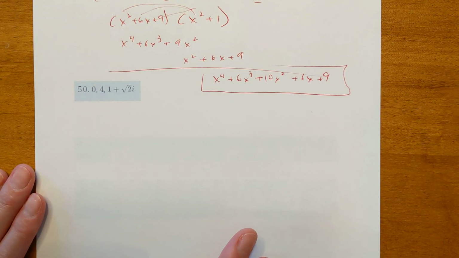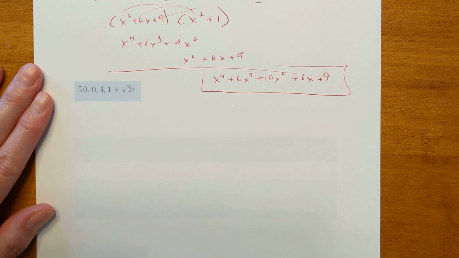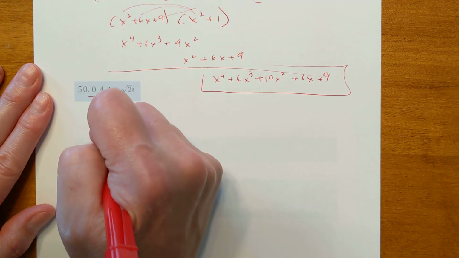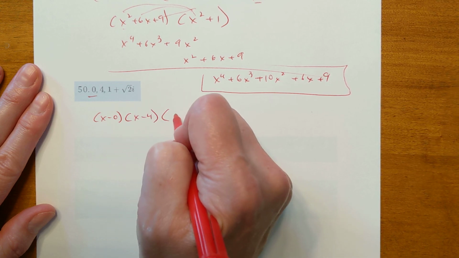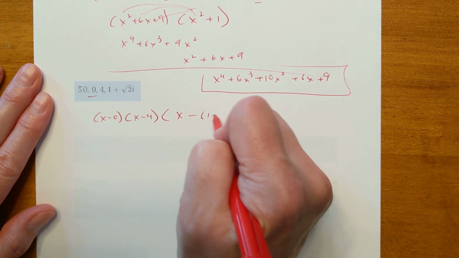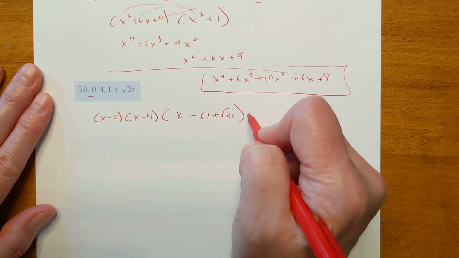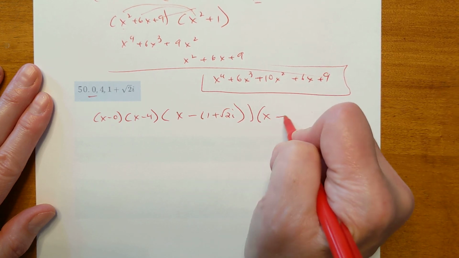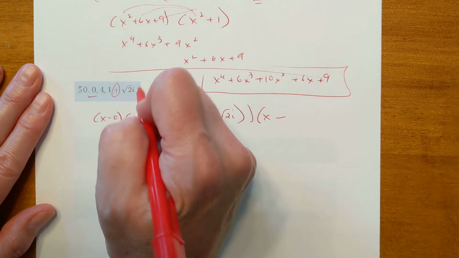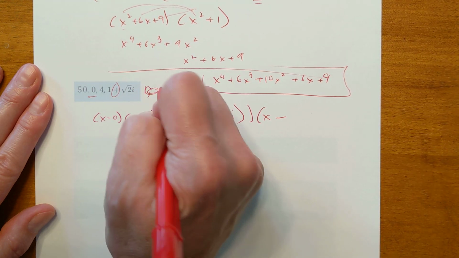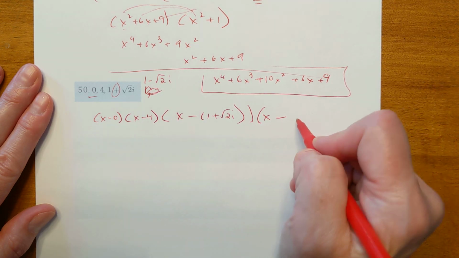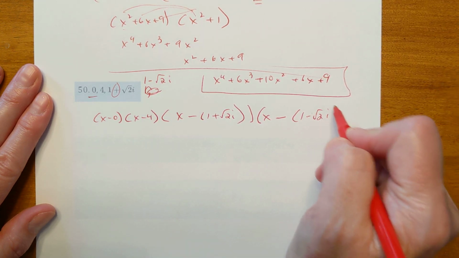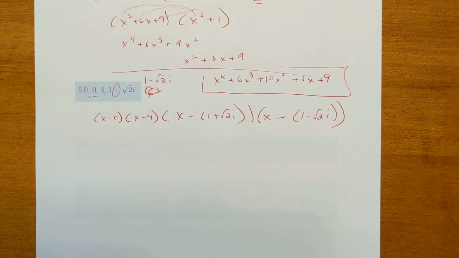Okay, same thing on the next one here. We want to multiply it all together. So we've got x minus 0, x minus 4, and then we've got x minus 1 plus radical 2i. And then if we've got one with a plus, then we've got the other one with the minus. So we also have 1 minus the square root of 2i. So x minus 1 minus the square root of 2i. All right, and that's a lot of fun to multiply together.